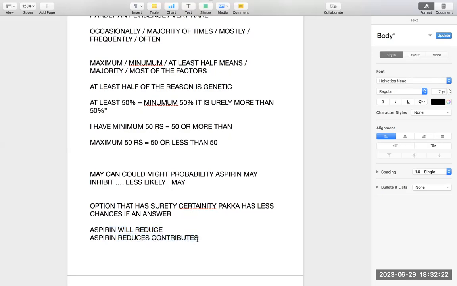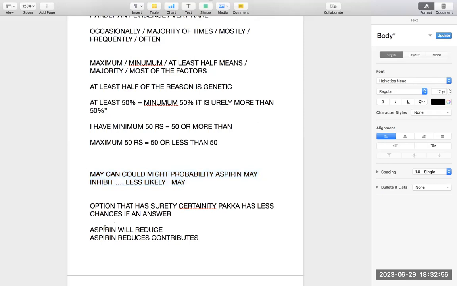And there was one option that was saying aspirin may inhibit Alzheimer's disease. So automatically this option has the higher chance, because in the paragraph it is given that aspirin is less likely. Less likely means probability. That means possibility. That means may. That means can. These are the words of probability, and the chance of it being the answer is higher. That aspirin may reduce Alzheimer's disease.